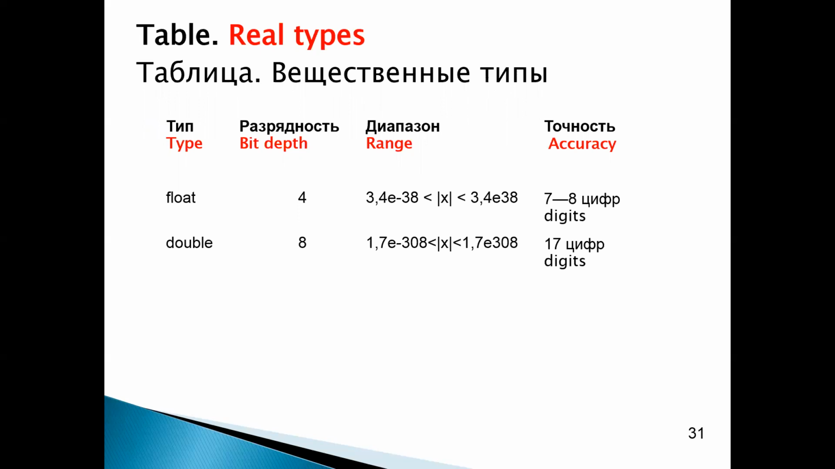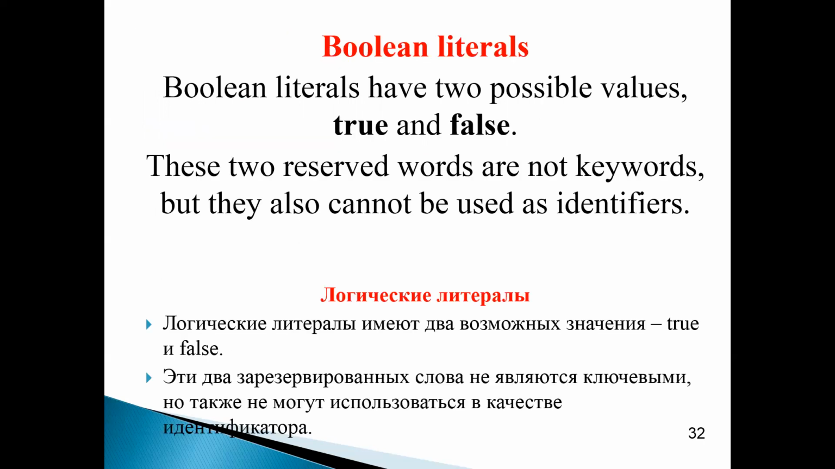Next slide presents a table named real types. You can see type, bit depth, range, accuracy. Type can be float or double. Therefore, bit depth is 4 or 8 bytes. Their range and accuracy. Okay, next slide, guys.